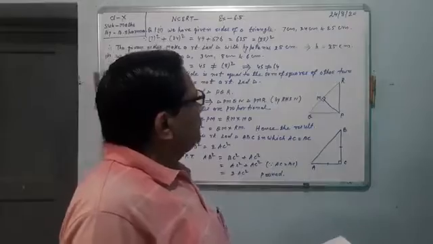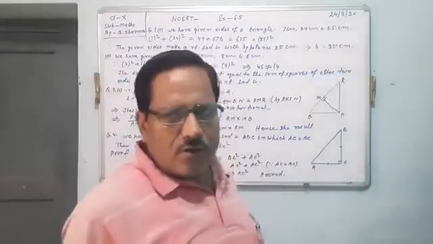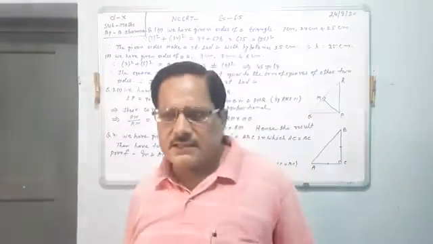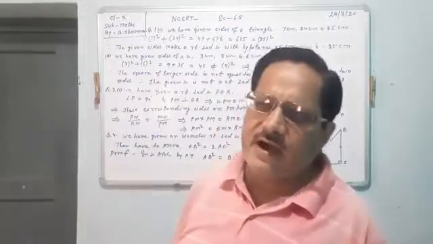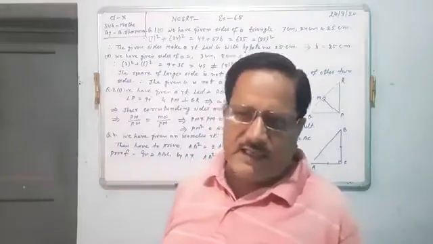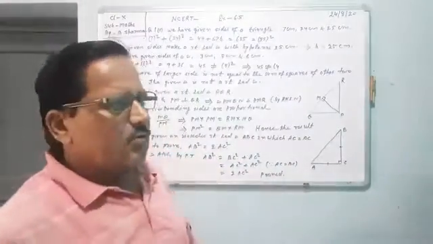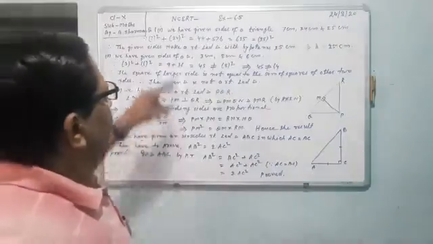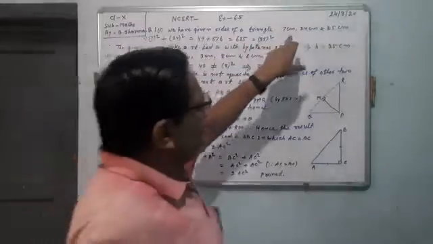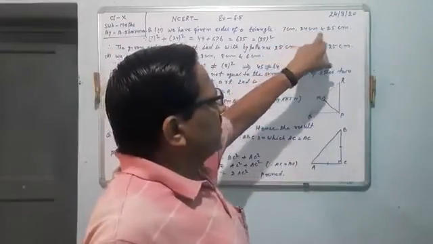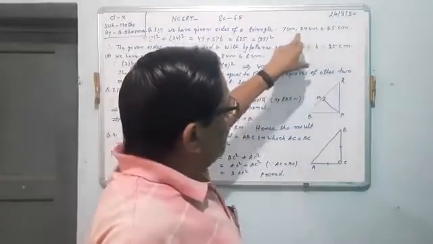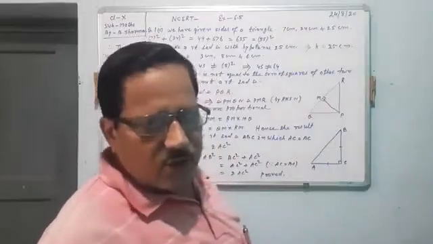First of all, we are given sides of a triangle in exercise 6.5 and have to verify whether they are the sides of a right angle triangle or not. In question number 1, the first question, we are given sides of a triangle 7 centimeter, 24 centimeter and 25 centimeter and have to verify whether they are the sides of a right angle triangle or not.